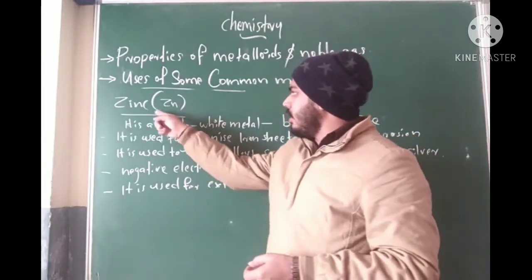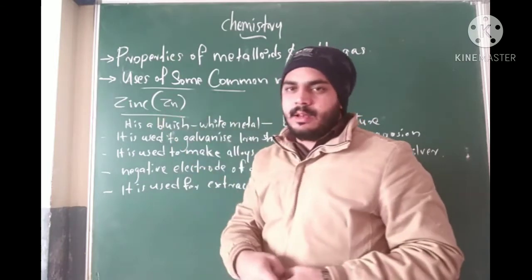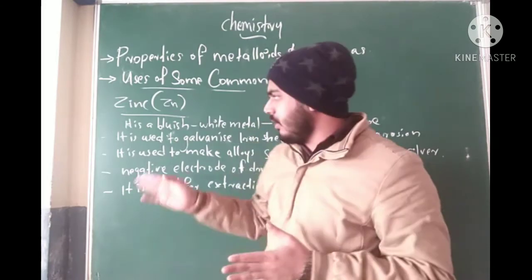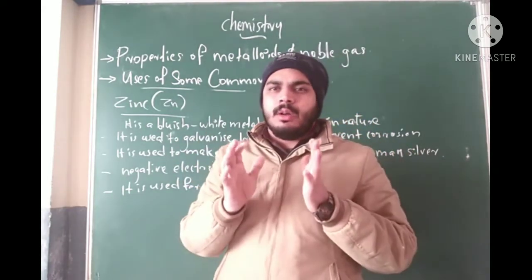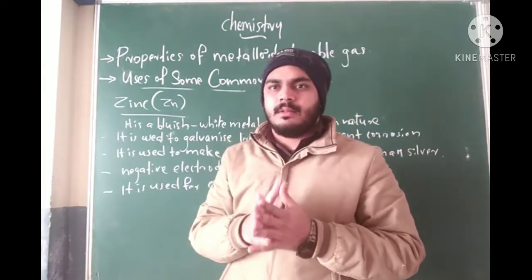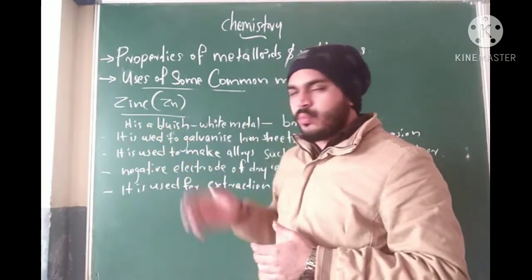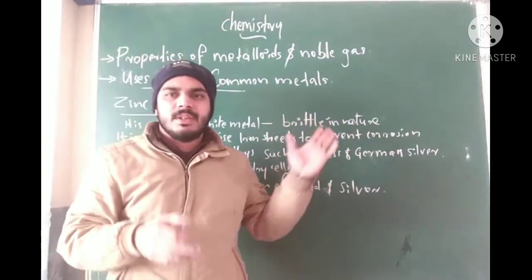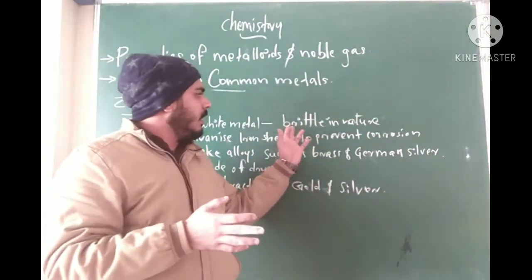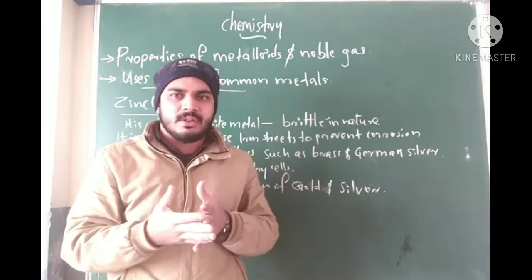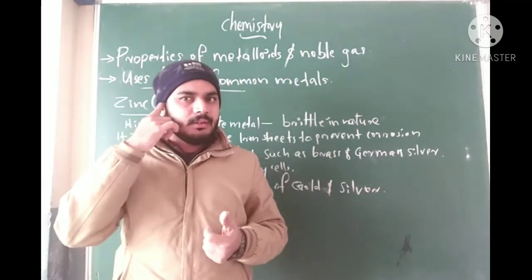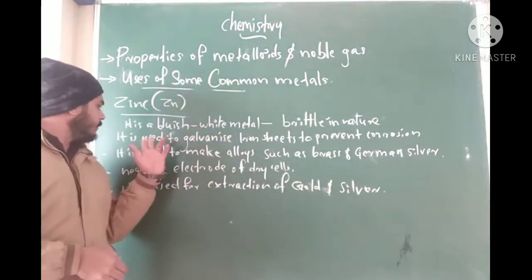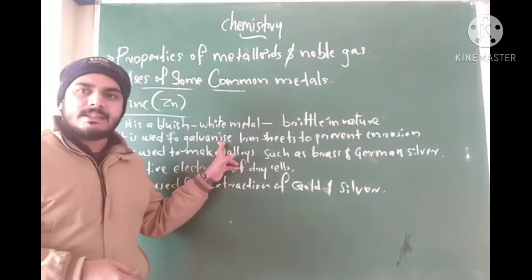Next metal, zinc, Zn. Some of the uses of zinc. First, what is the color? Zinc is a bluish white metal, and it is brittle in nature. What does brittle in nature mean? Easy to break into simple pieces.